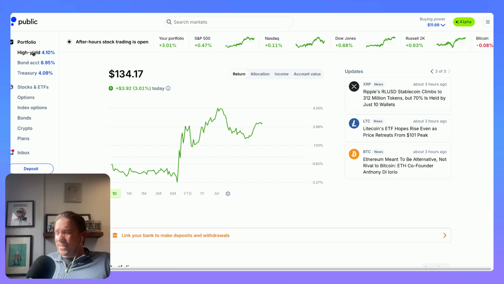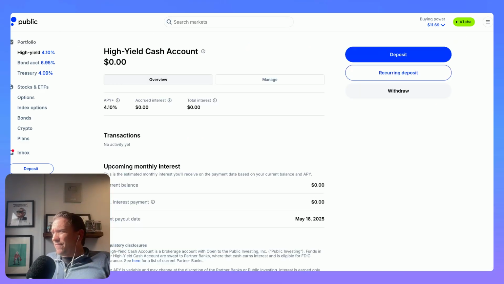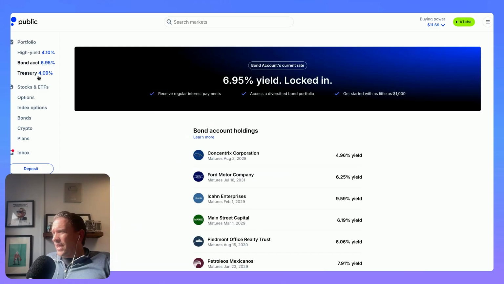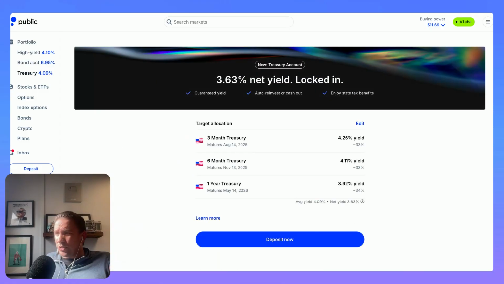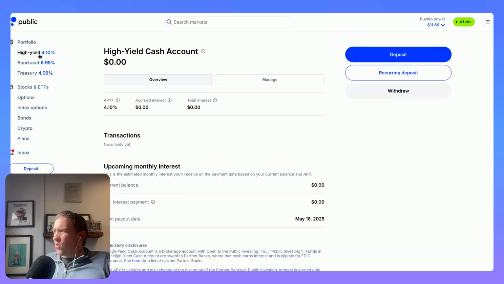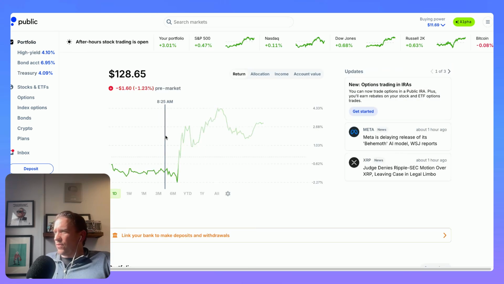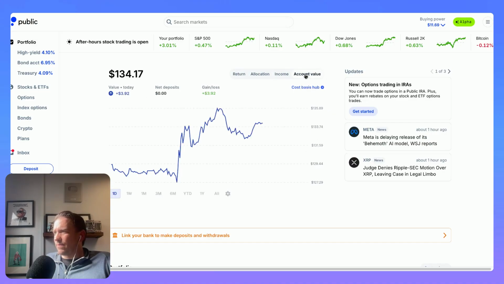So products is my favorite feature on public. It's my favorite feature because their high yield and their bond products are just beautiful, and they are so easily shown to you. So here's my portfolio. I click portfolio. This is what I currently have invested. It's that one position. Naturally, I could do return, allocation, income, account value, really just different ways to visualize your specific portfolio.